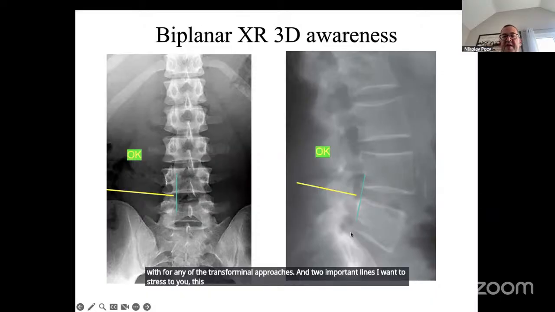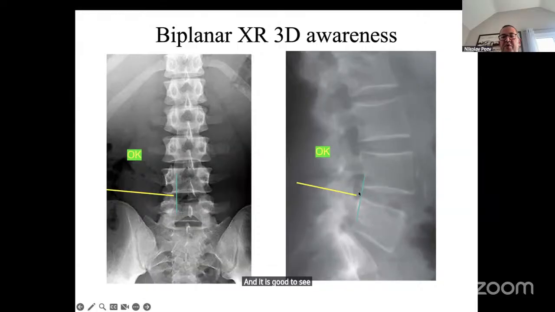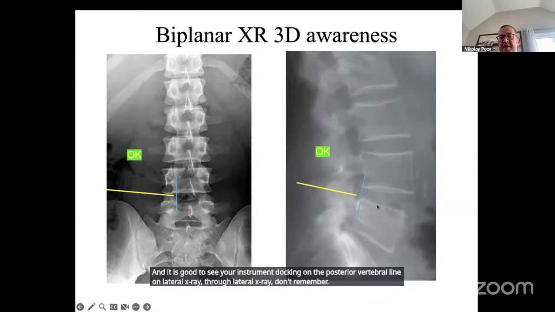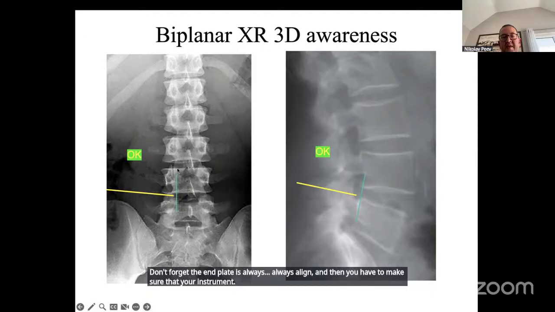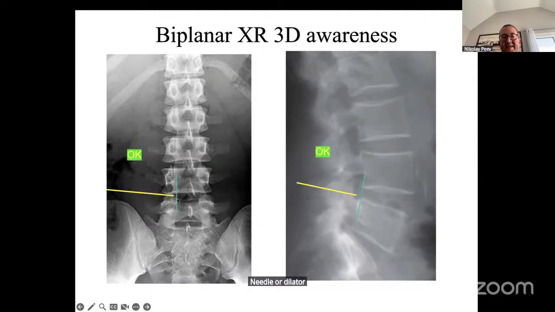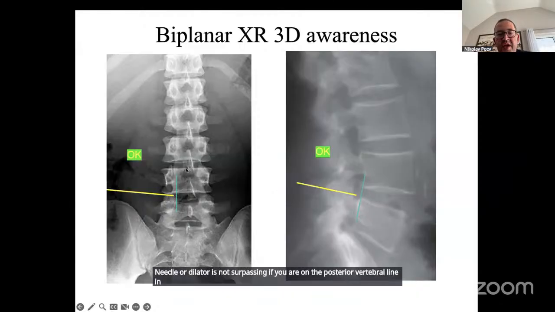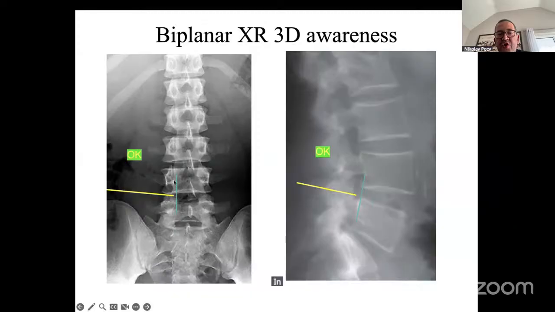This is the posterior vertebral line, and it is good to see your instrument docking on the posterior vertebral line on lateral x-ray, true lateral x-ray. Don't forget, the end plate is always a line. And then you have to make sure that your instrument or needle or dilator is not surpassing it. If you are on the posterior vertebral line in lateral position, in AP position, you should not be medial to the medial pedicular line.